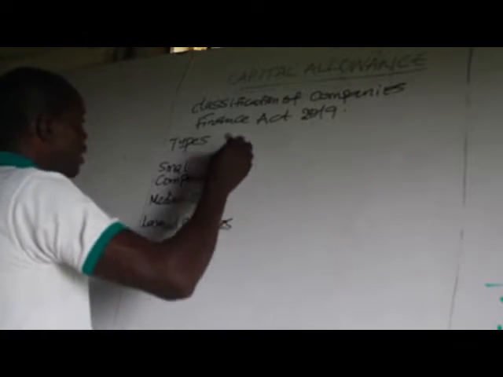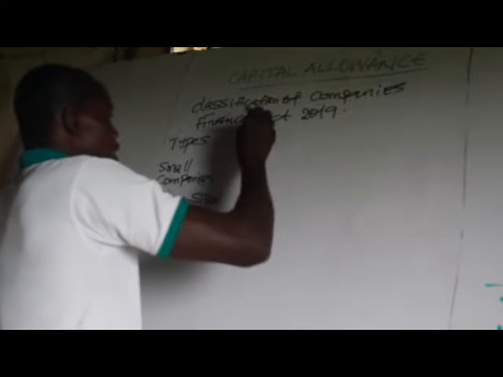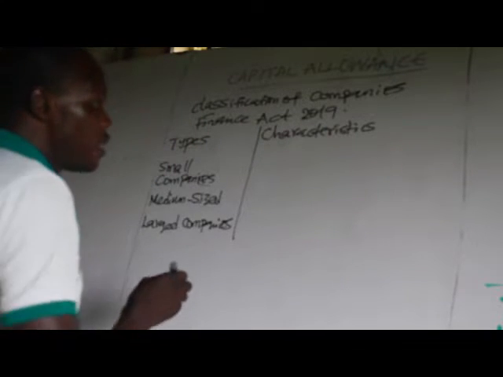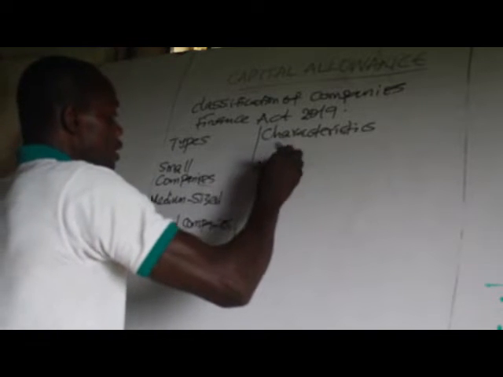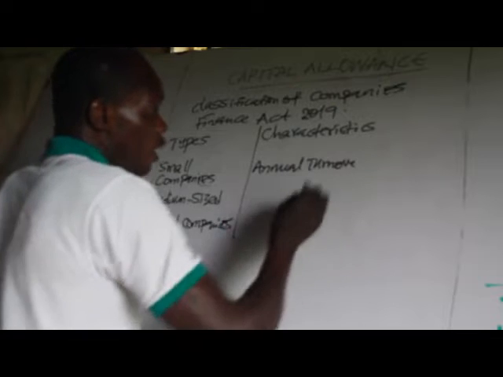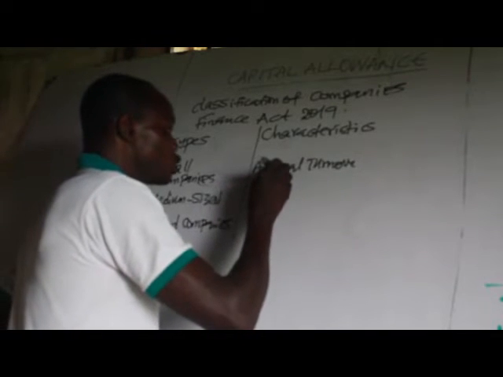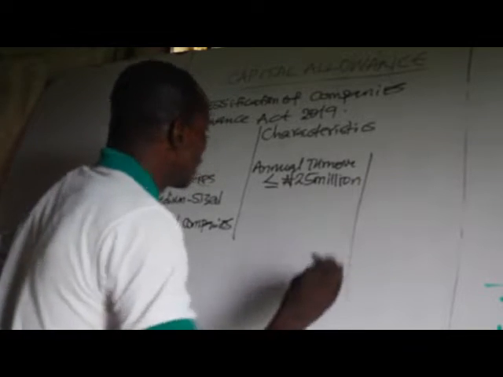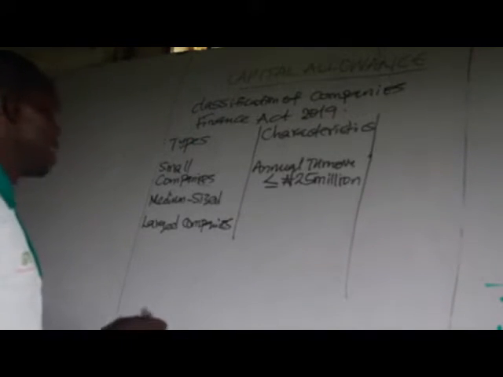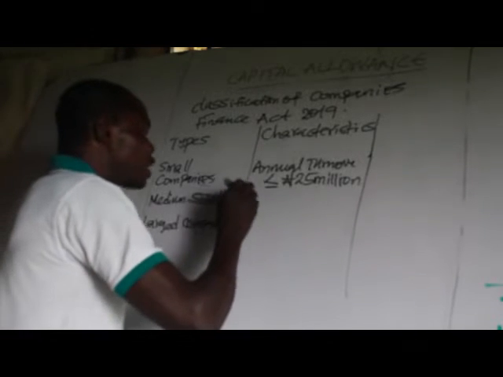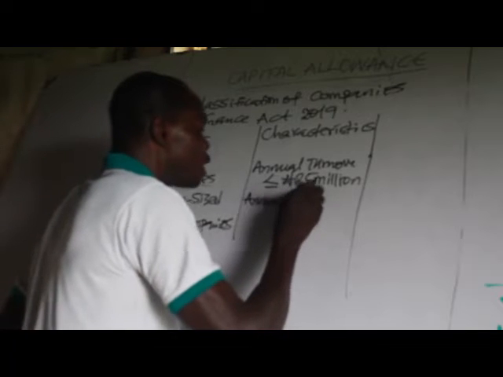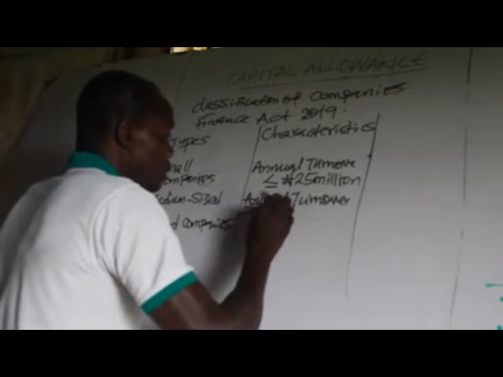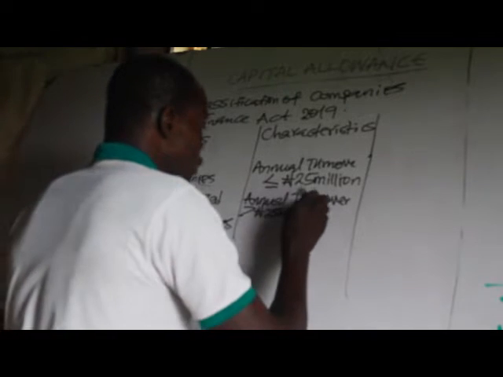Then, in accordance with the 2019 Finance Act, each of the companies has the following characteristics. A small company is a company with annual turnover of less than or equal to 25 million naira. Any company with annual turnover of less than or equal to 25 million naira is said to be a small company. Then a medium-sized company is a company with an annual turnover of greater than 25 million naira but less than 100 million naira.